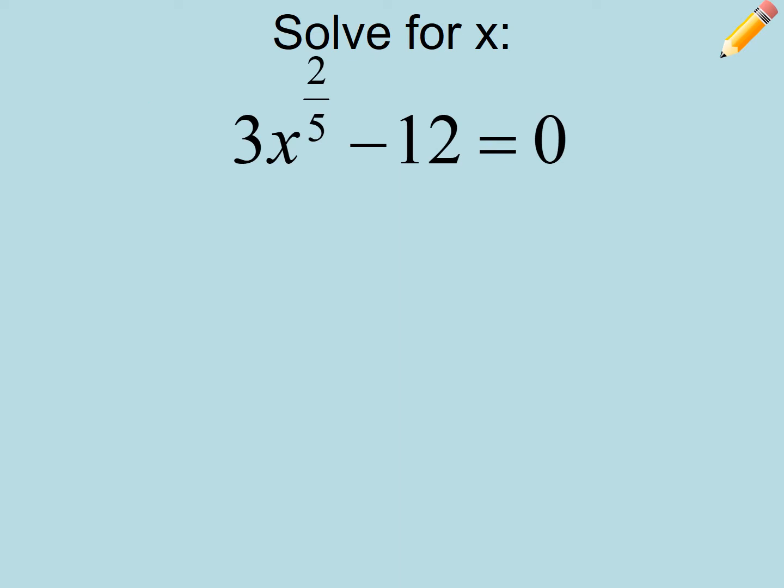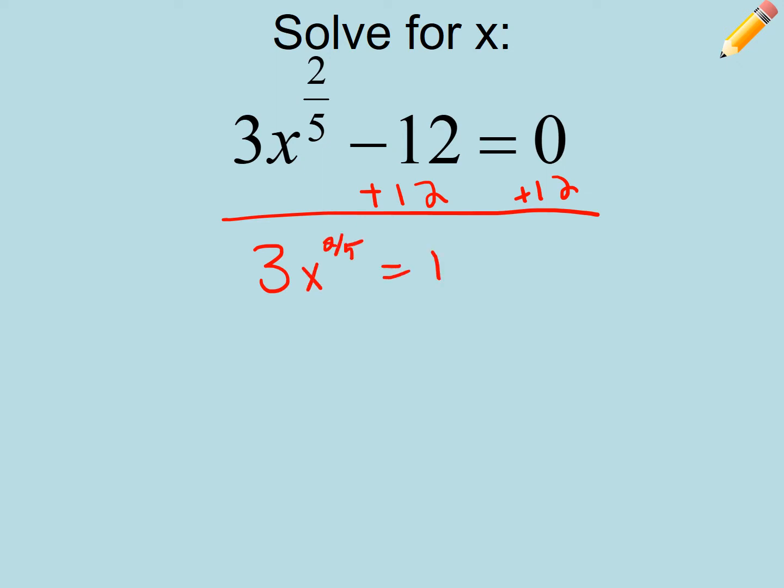Okay, example number one, we're going to be solving for x. So we have to get x alone. So we have to add 12 to both sides. We have 3x to the 2/5 is equal to 12. In order to get the 3 away from the x, we have to undo that multiplication, so we divide. So we get x to the 2/5 is equal to 12 divided by 3, which is 4.